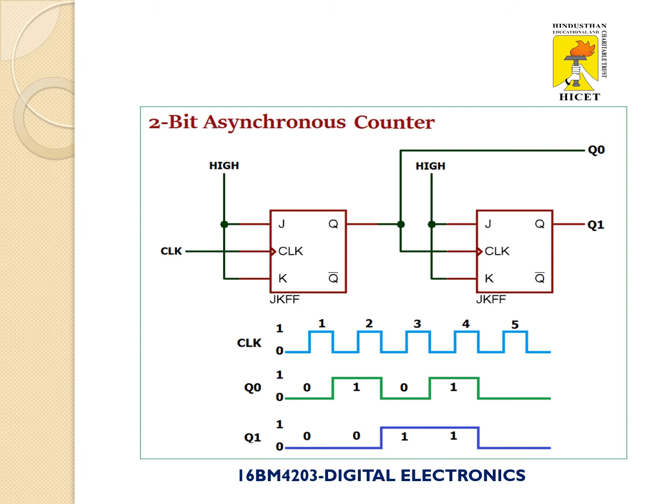So in the first flip-flop, the JK input is connected to high level. In the second flip-flop, the JK input is connected to high level. Then the outputs are Q0 and Q1. This is the information regarding the logical circuit.